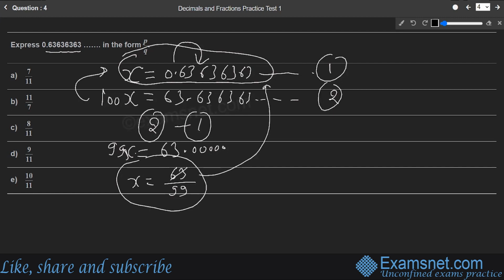This 63 by 99 can be further divided by 7. Cutting it by 7, 9 sevens are 63, and 99 divided by 9 is 11. So it has to be 7 by 11. Let's see where it is available. Option number A, 7 by 11.